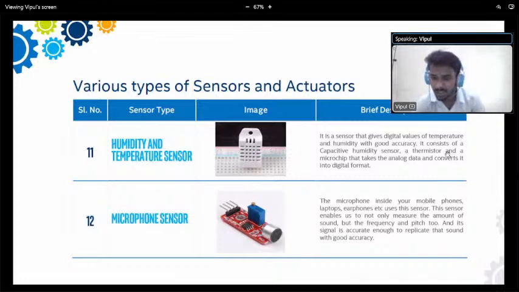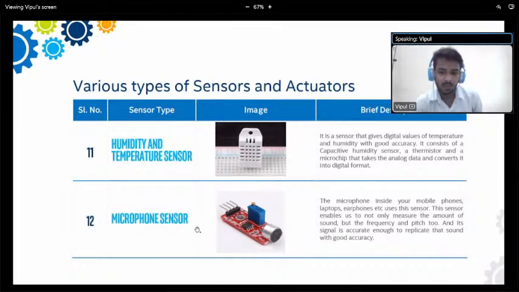Again, there is a microchip inside. There are three main components inside this IC, this device: one thermistor, one capacitive humidity sensor, and one microchip. These sensors give values in the form of analog values, and there is one chip inside that converts that analog value to a digital value, and that digital value we get in the Arduino. Okay.